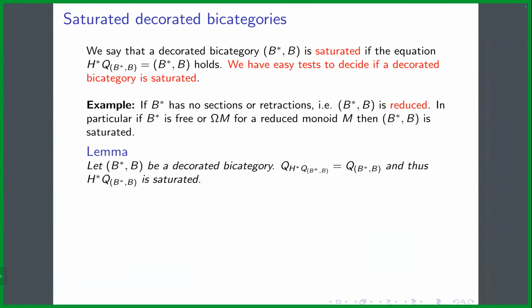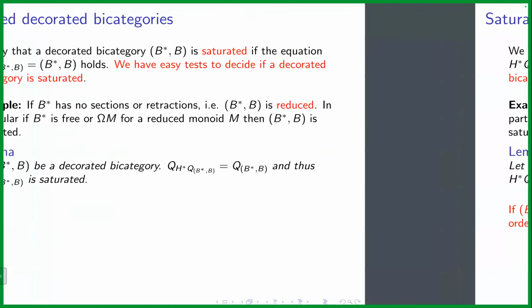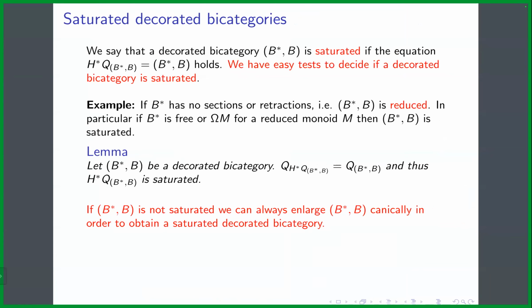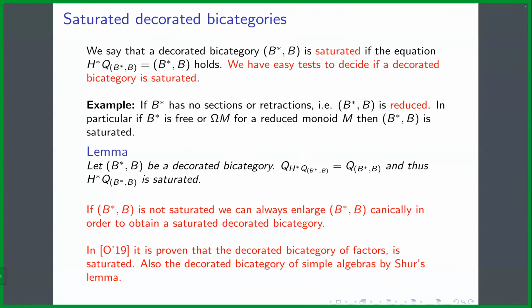If (B*, B) is a decorated bicategory, then the free globularly generated double category associated to the decorated horizontalization of the free globularly generated bicategory of (B*, B) is actually the free globularly generated double category of (B*, B). And so the decorated horizontalization of the free globularly generated double category of a decorated bicategory (B*, B) is saturated. So the thing that we can get from this is that if (B*, B) is not saturated, then we can always enlarge (B*, B) canonically in order to obtain a saturated decorated bicategory.